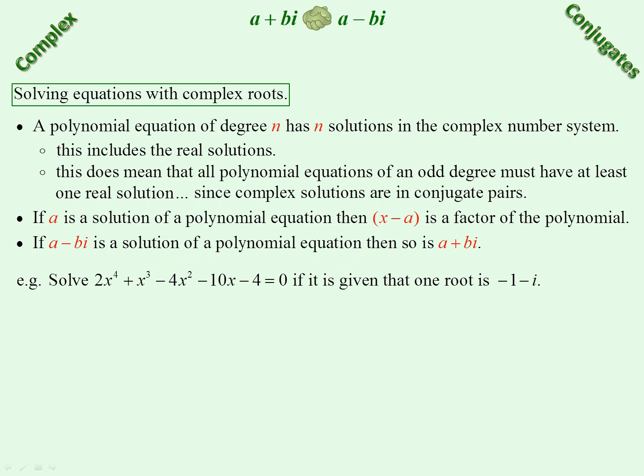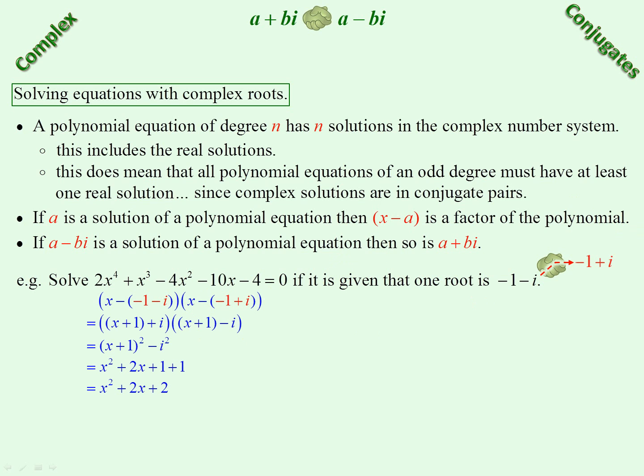Next example. So we're given one root is negative 1 minus i, and we have to solve that equation. Well, first thing we're going to do is to say, well, if negative 1 minus i is a factor, then negative 1 plus i must also be a factor. So I'm going to establish the quadratic factor linked to that. So we're going to multiply them out. Same pattern, rearrange, now difference of squares, simplify, and we get x squared plus 2x plus 2. So there is our quadratic factor.